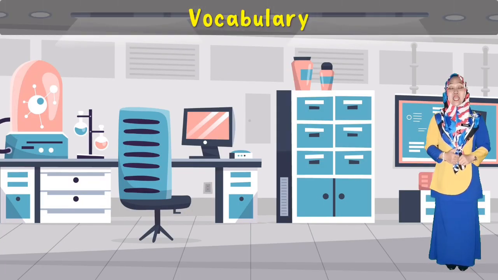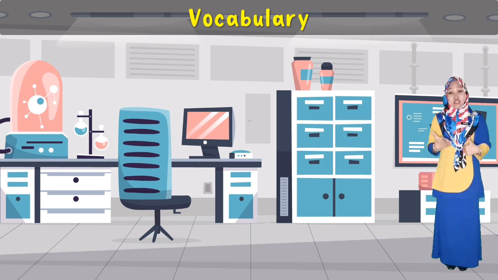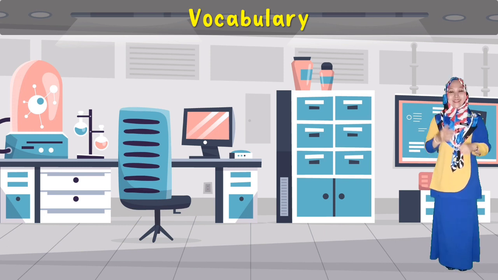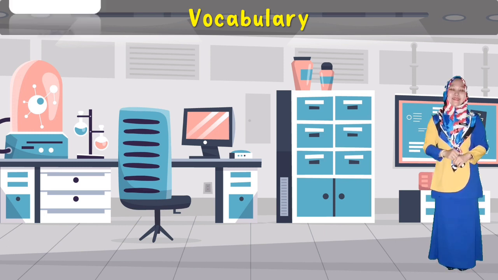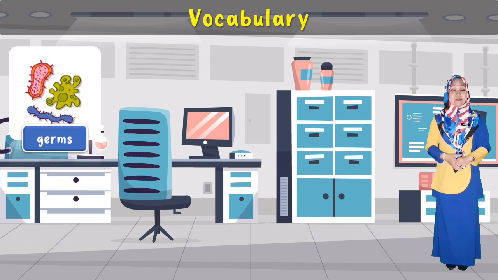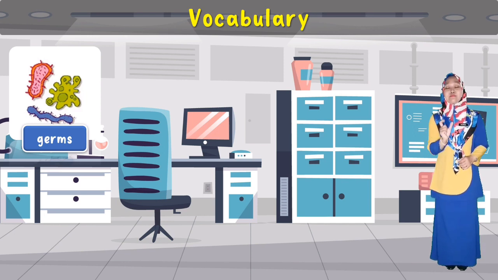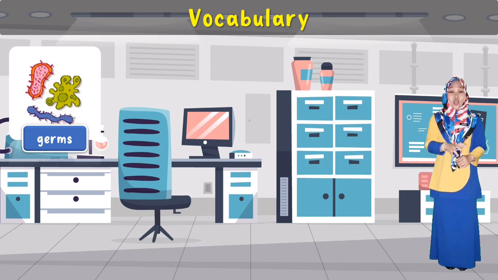Let us begin our lesson by looking at these 6 pictures. And please say the word after me. Picture number 1. Germs. Can you please say the word once again? Germs. Germs mean a very small organism that causes disease.